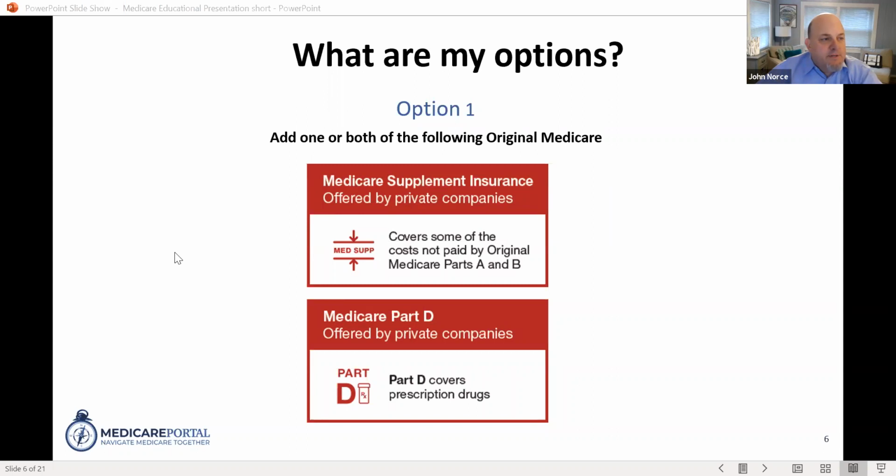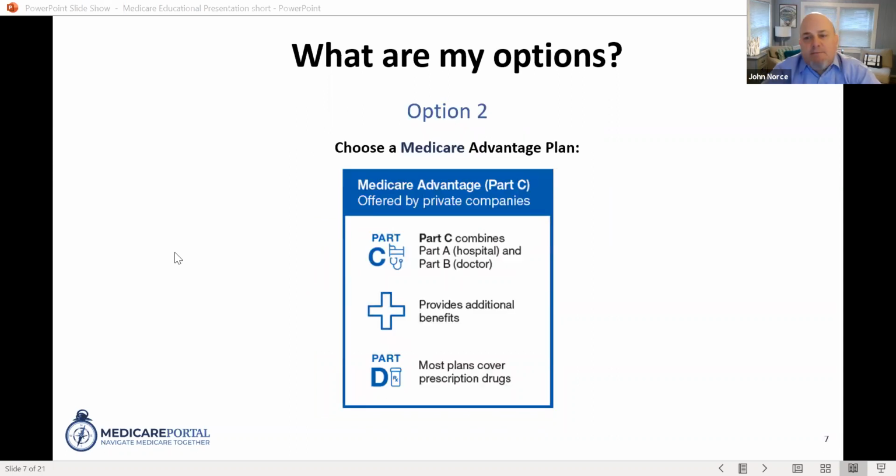So that's one option. Your second option, which I alluded to earlier, Part C or Medicare Advantage, is everything I just described, but administered by one company. It's very important that I point out here that your medical benefits under Medicare Advantage are the exact same as Medicare. They have to meet or exceed Medicare benefits, but they can't offer you less.